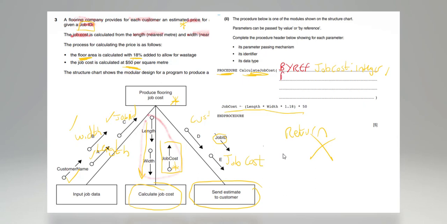By value, length, integer. By value, width, integer. And that is it.